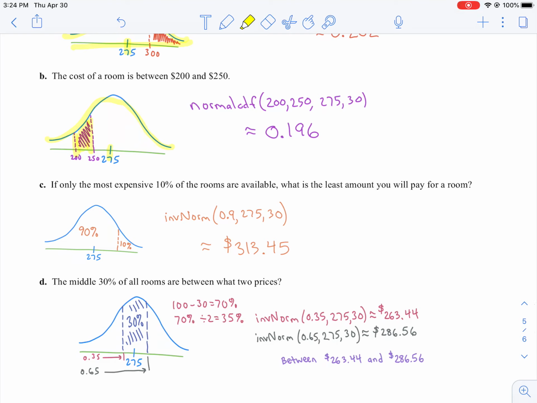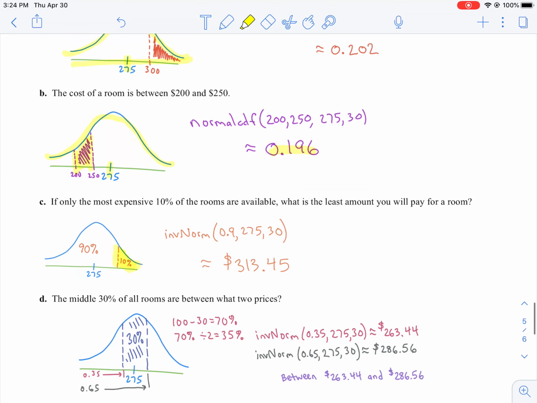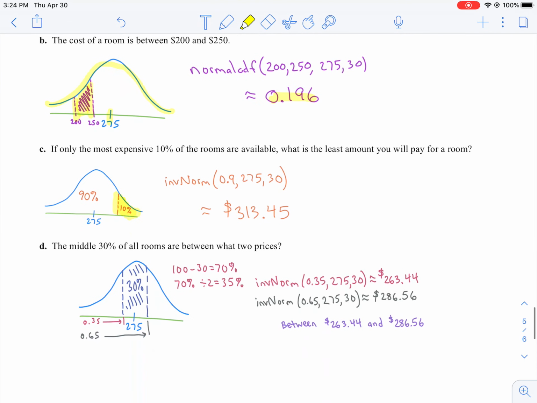Part C says if only the most expensive 10% of the rooms are available, I know that that would mean these. What is the least amount you will pay for a room? So in this case, I'm not asking you for the percent like I did in this problem and this problem. I'm asking you to find the cost. I'm asking you to find the x value. If you're ever looking for an x value, that's when you'll use inverse norm.